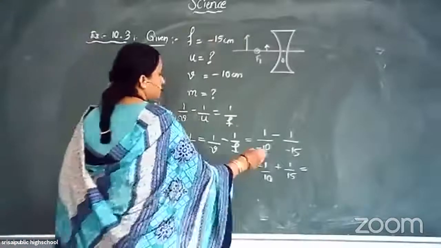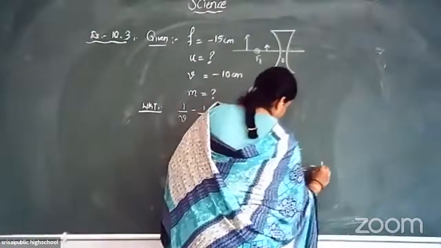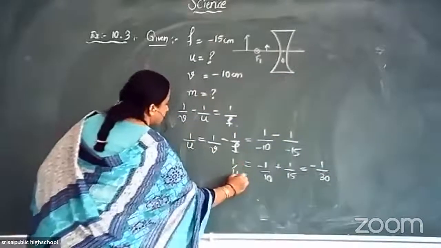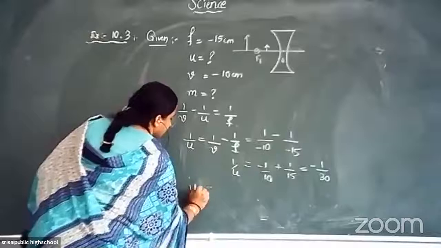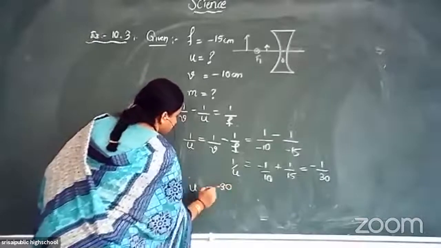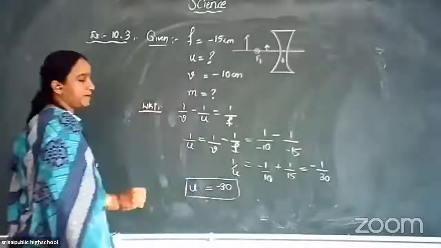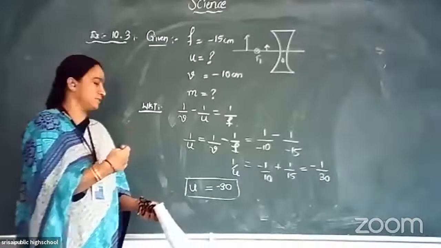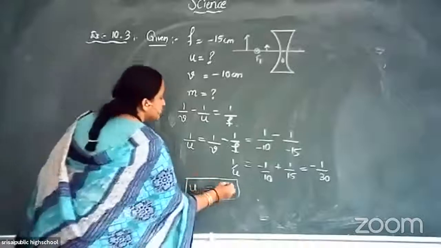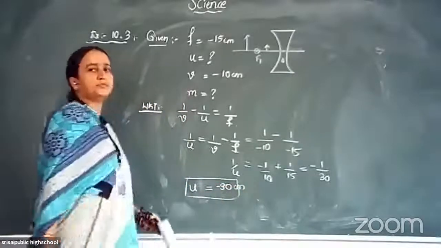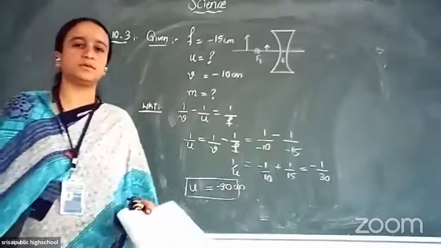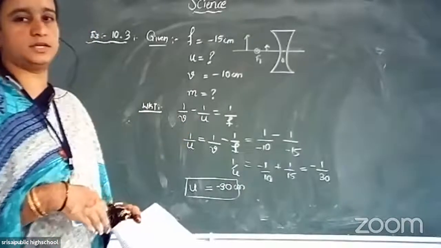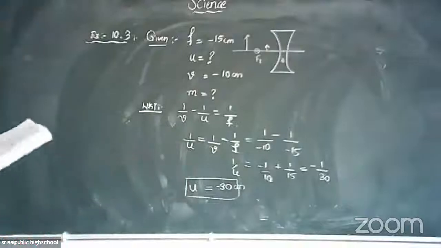That is 1 upon U, you are going to get minus 1 upon 30. So directly, this is 1 upon U's value. So U is equal to minus 30. Why minus 30? Because the object is also on the left side of the lens, so it is a negative sign. So you can say that your object is at 30 centimeters from the lens.